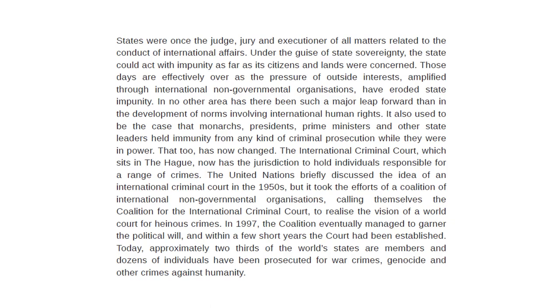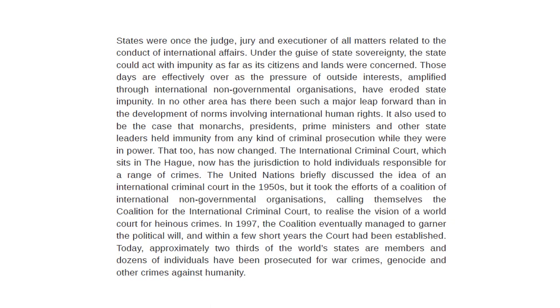It also used to be the case that monarchs, which means kings, presidents, prime ministers, and other state leaders held immunity from any kind of criminal prosecution while they were in power. How do you like that? Because I'm the king, I know I sent my army and they destroyed your village, but I'm the king, so I'm safe from any type of law or revenge to be held against me. Or actually not even revenge, but justice. That too has now changed.